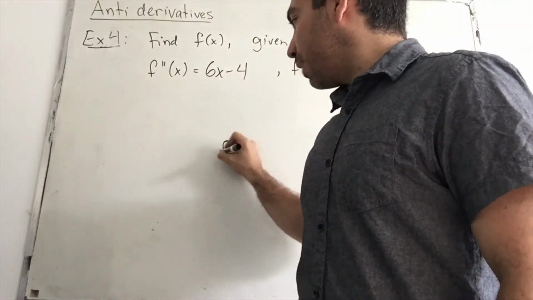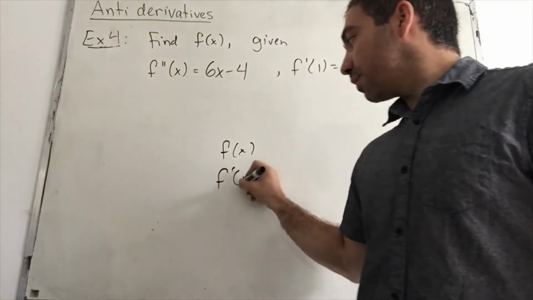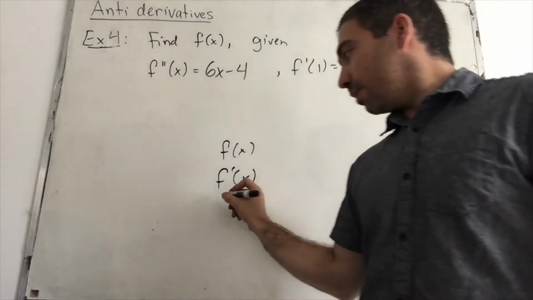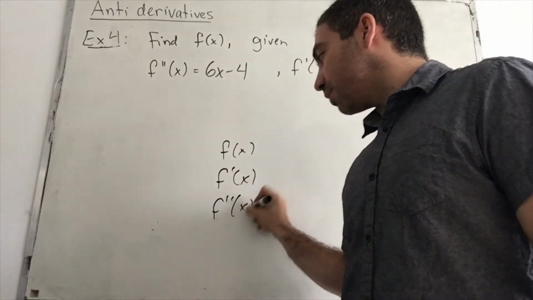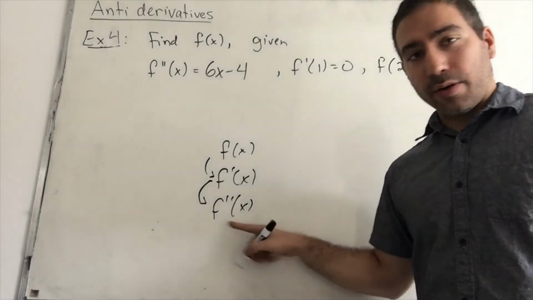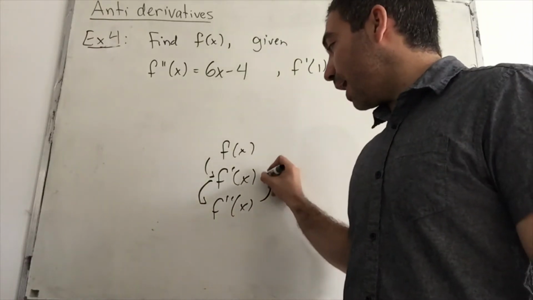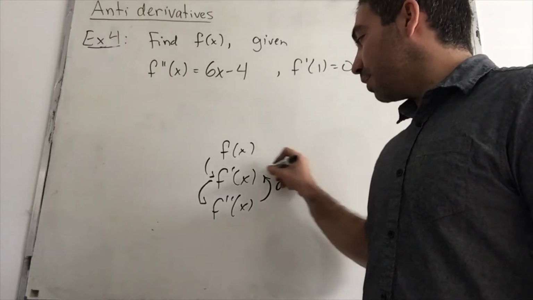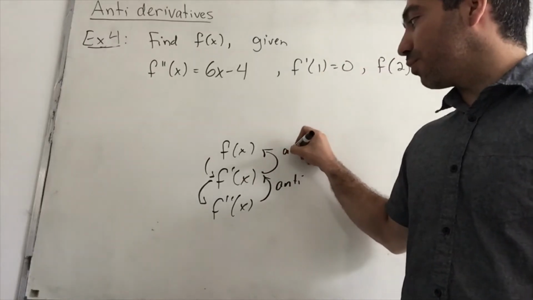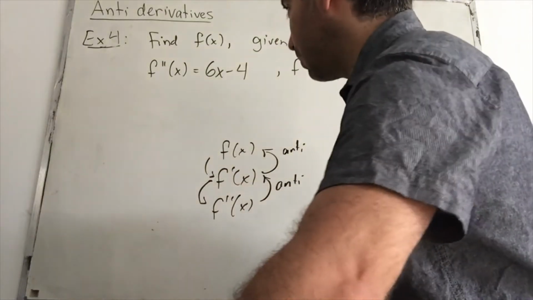We know that if we have f of x, and we take its derivative once, we get f prime of x, and if we take its derivative again, we get f double prime of x. So this is taking the derivative twice, d dx. So now, starting here, to get back to the original function f of x, we have to antiderive twice. Antiderive once to get f prime of x, then antiderive twice to go get the original function f of x. That's our game plan. Let's go ahead and do that.